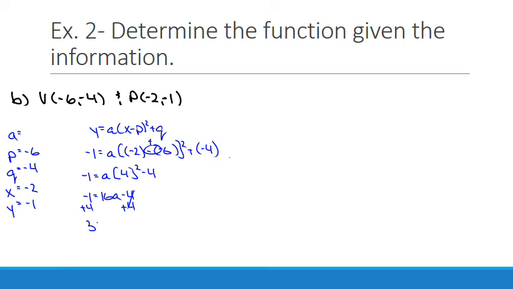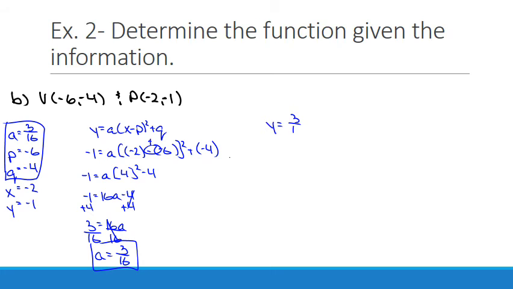In our first problem, we had a very nice value, 1. And you can see here, I've got kind of a strange looking value, 3 over 16, but that's absolutely fine, that happens. So now I know my a, p, and q, and that's what I need to know. So now I can just go ahead and write my function in. So 3 over 16, and then again, I like using these brackets, (x minus p-value) squared plus q.